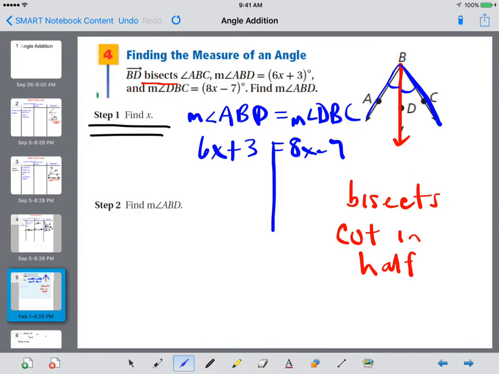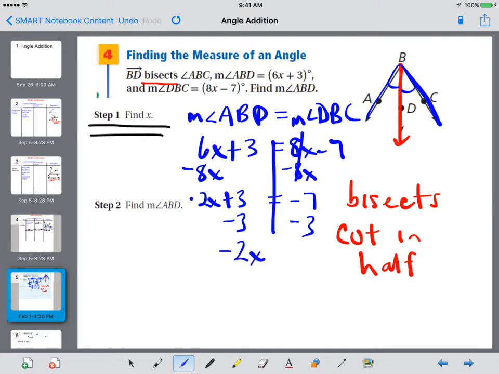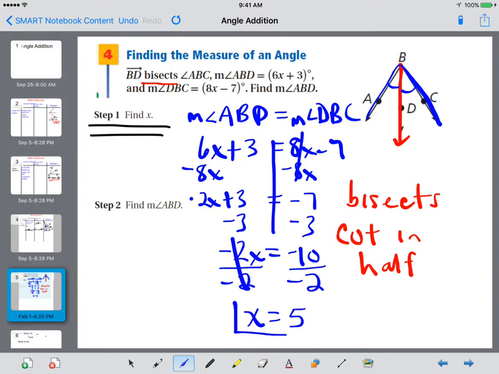So let's get our x's together. I'm going to subtract 8x on both sides. That cancels, so 6x minus 8x, that's a negative 2x plus 3 equals negative 7. Subtract 3, and we have negative 2x equals negative 10. Divide by negative 2 on both sides. So that cancels, and x equals positive 5.